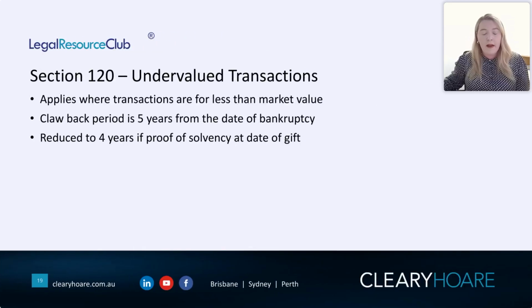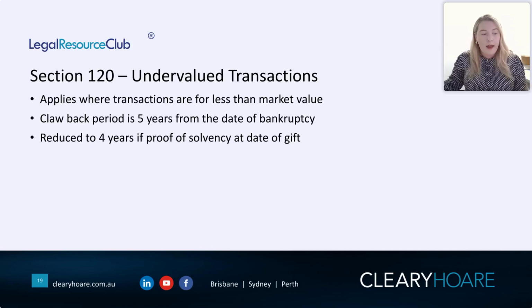So the first clawback provision that we need to be concerned about is the one under Section 120 of the Bankruptcy Act for undervalued transactions. And this is going to apply to all types of asset protection work. It applies where you're making a transaction for less than market value. So you're giving assets or giving value away from yourself to another person or another entity, and you're receiving less than market value for that asset or for that value.